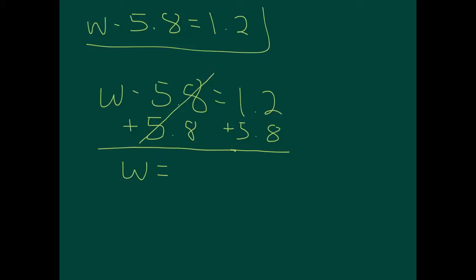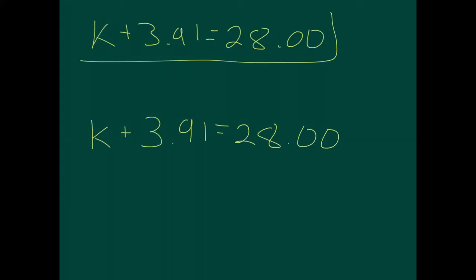And so then what you want to do now is 1.2 plus 5.8, which is right here. You would do 2 plus 8 is 10, and then 5 plus 1 is 6, plus 1 is 7. Add your decimal place, and W equals 7.